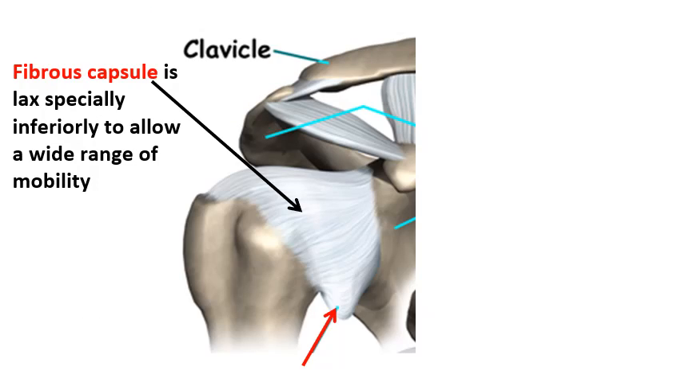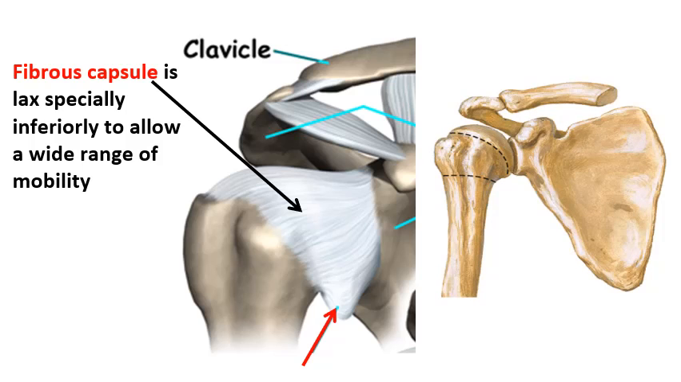In this slide, you can see that the shoulder joint is closed by a fibrous capsule. It's like an envelope that closes the joint. And this fibrous capsule inferiorly, as marked by the red arrow, is lax. This laxity in the fibrous capsule causes the wide range of mobility of the shoulder joint.